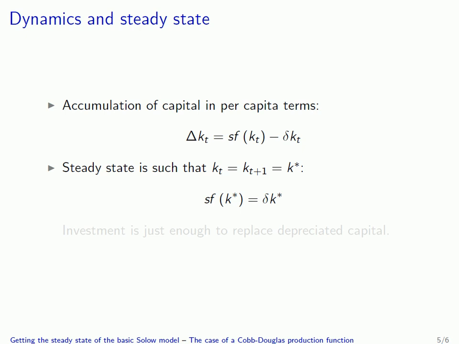So delta k star is equal to 0, which means in turn that the savings s f(k star) is equal to the depreciation delta k star. Or if you want to put it in words, you can say that at the steady state, investment is just enough to replace depreciated capital.